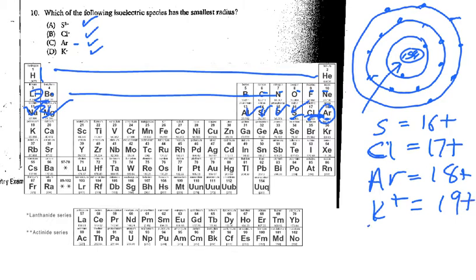So if potassium has 19 protons in its nucleus, it will be able to pull the electrons in more, and therefore it will be the smallest atomic radius. So D is the answer.